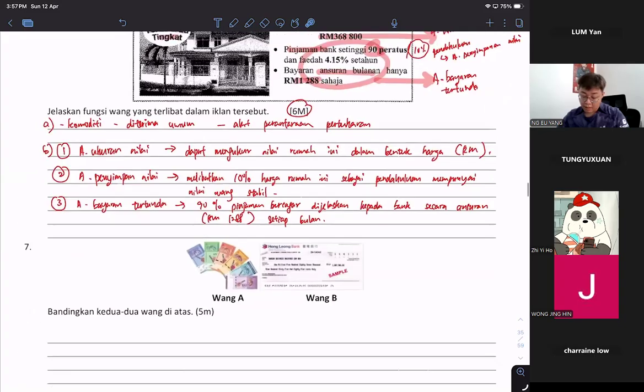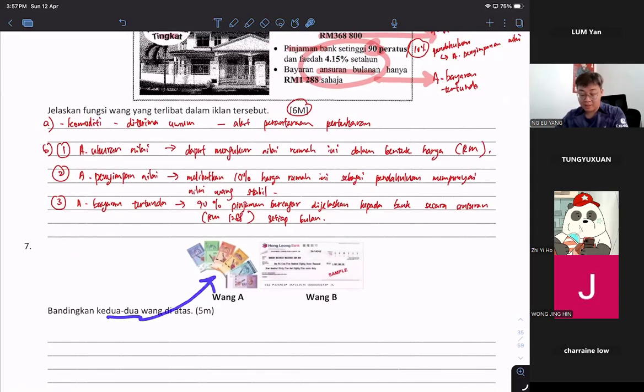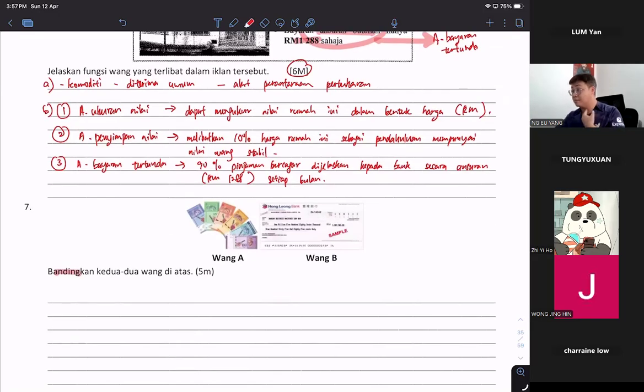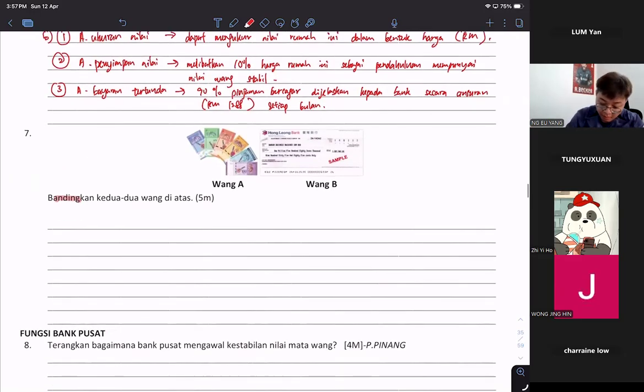Okay, so bandingkan kedua wang di atas. Do you guys still want to try this question? Because there are only 3 minutes left, I try to extend another 10 more minutes. So guys, what is bandingkan? It's not 比较, it's not 对比. Bandingkan is persamaan plus perbezaan in order to get the 5 marks.